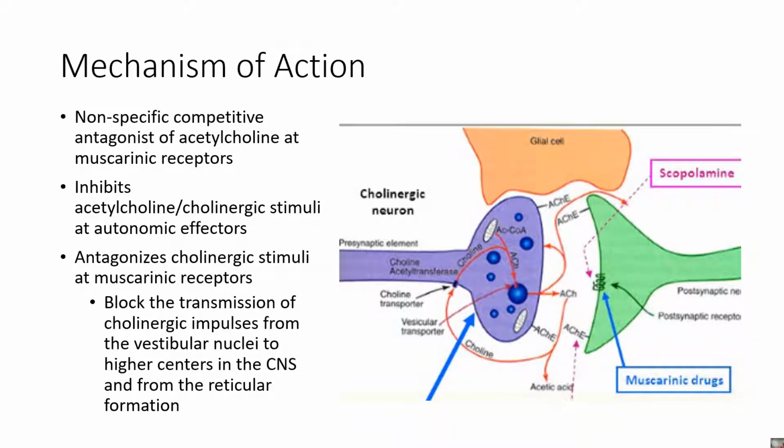The mechanism of action for scopolamine is it's a non-specific competitive antagonist of acetylcholine at muscarinic receptors. So the drug is competing with the neurotransmitter acetylcholine for those receptor sites, and it's going to block the effect of acetylcholine wherever the muscarinic receptors are, therefore blocking the transmission of cholinergic impulses from the vestibular nuclei to higher centers in the CNS and from the reticular formation.